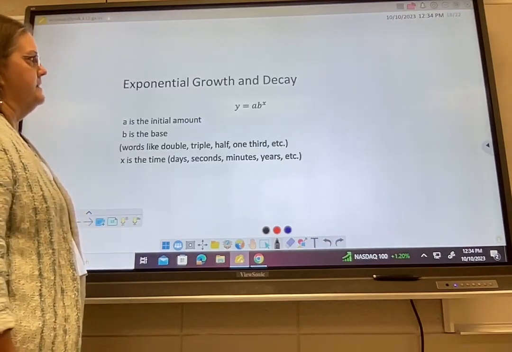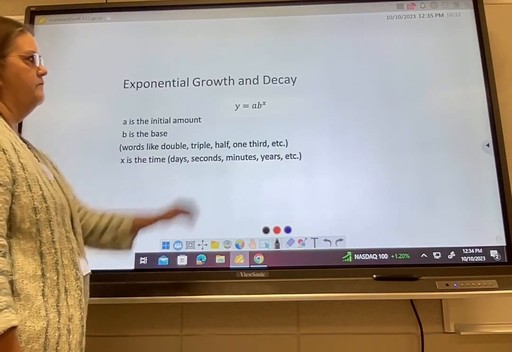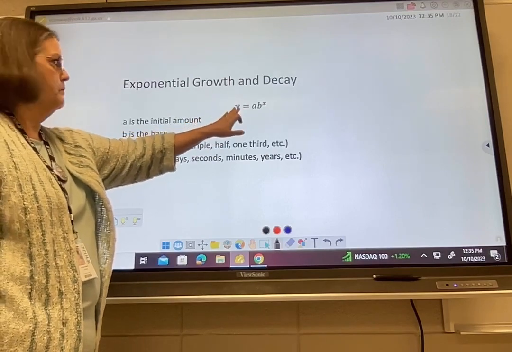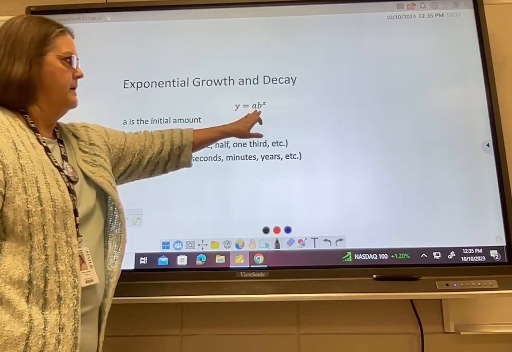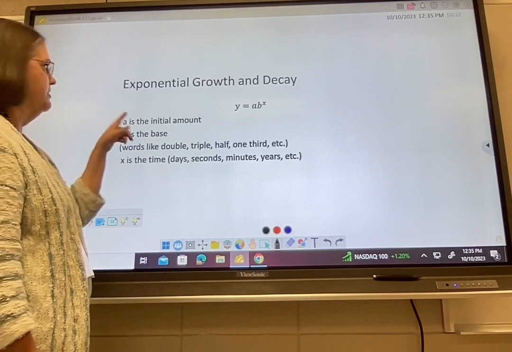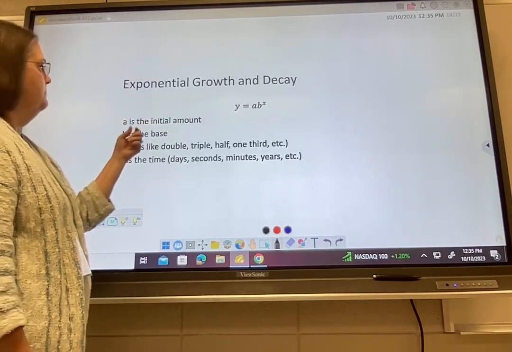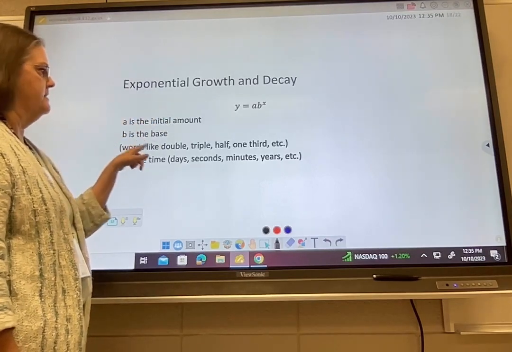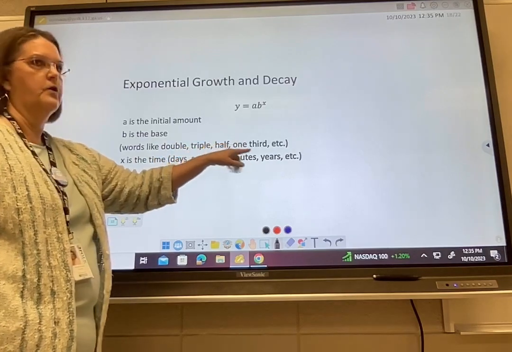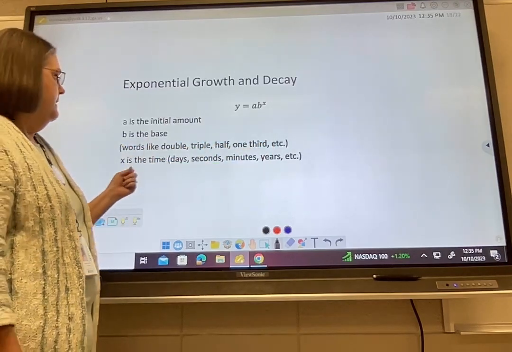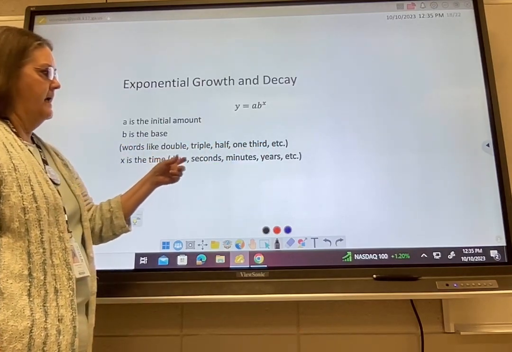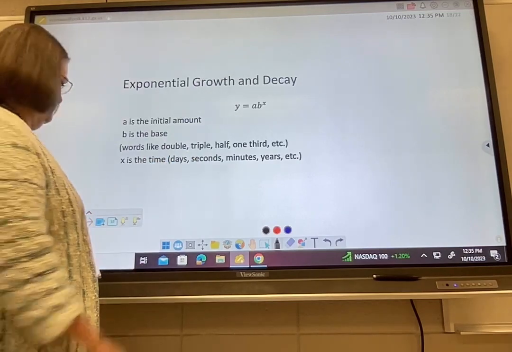Okay, this is our growth and decay formula. This is the simple one: y equals a b to the x power. The a is your initial amount. b is your base, words like double, triple, half, 1/3, etc. x is the time, that might be days, seconds, minutes, years, etc.